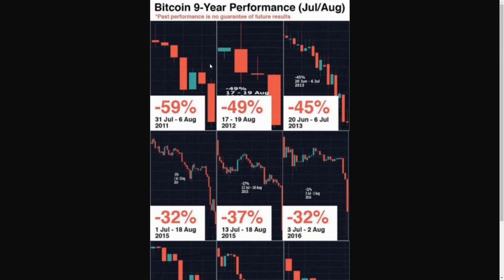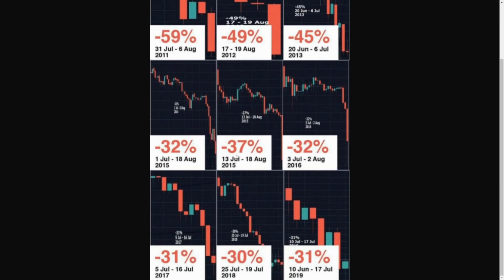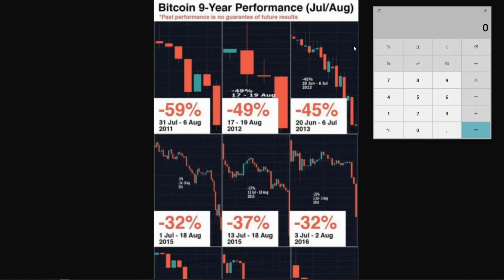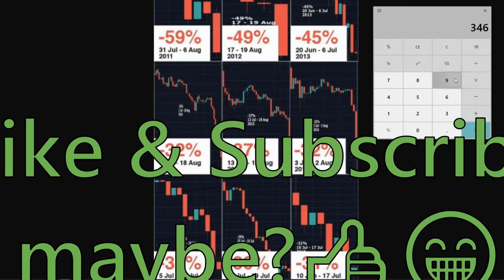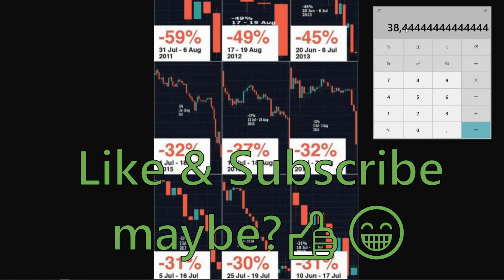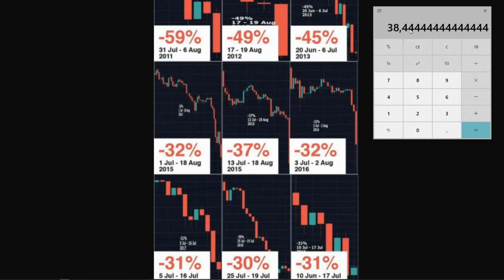So let's calculate this correction. Let's add all the corrections which we had from June to August, from 2011 till 2019, and see the average price correction. We are doing this to see the average price correction. Now divided by 9 years, we can see 38.44% was the average price drop. So now let's go back to our chart.